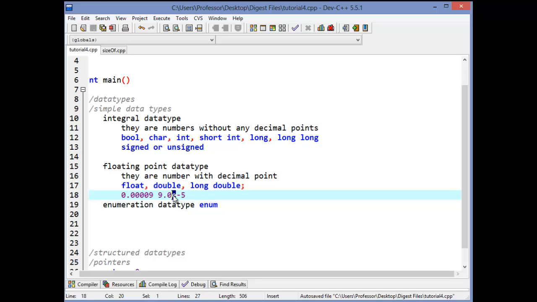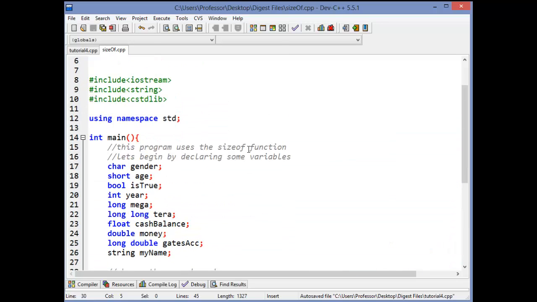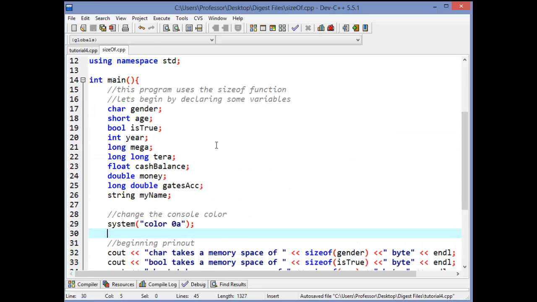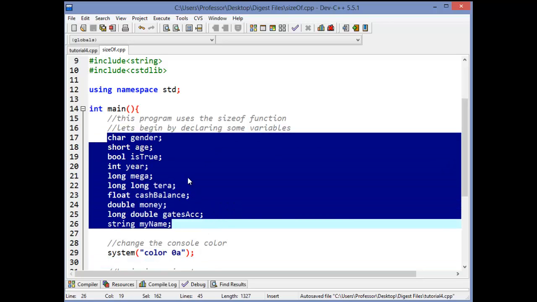Is that okay? E stands for times 10 raised to the power. So these are all about the data types. So let's go to our program and see how much memory space each of these data types can take. I've written a simple program here. I've declared variables with all the data types.